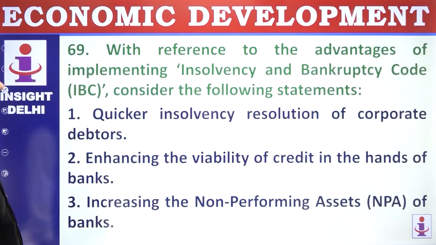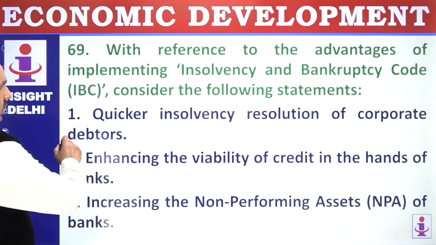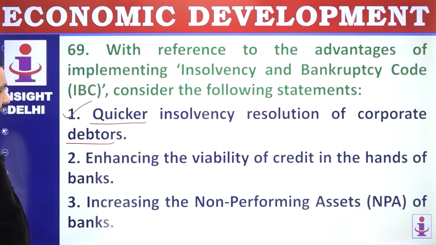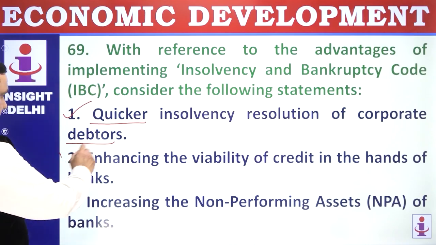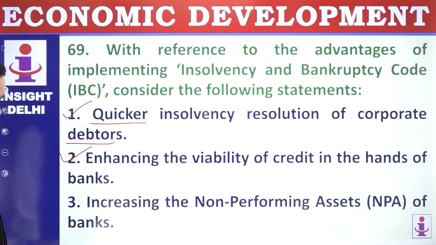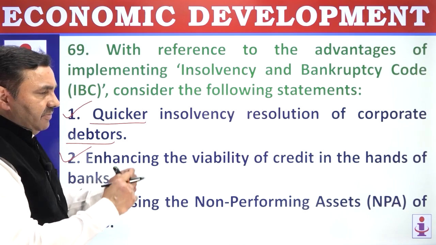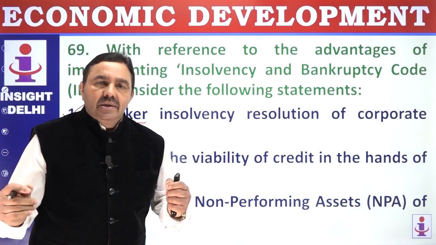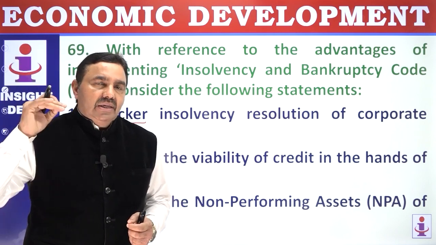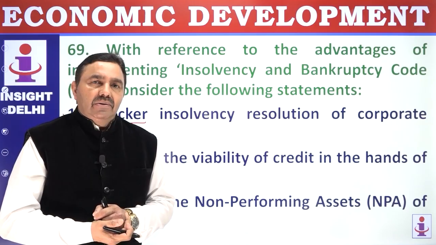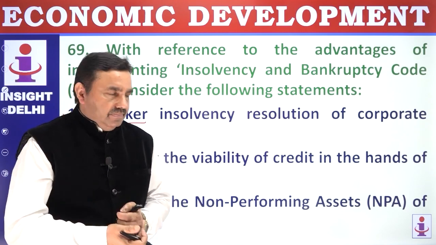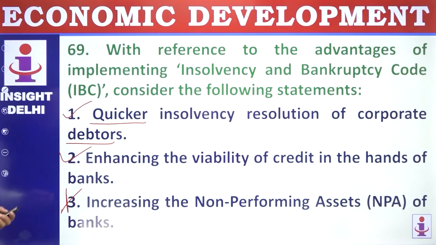69. With reference to advantages of implementing insolvency and bankruptcy code, consider following statements. Quicker insolvency resolution, this is okay. Enhancing the viability of credit in the hands of banks, that's okay because banks can retrieve their investments easily. Increasing the non-performing asset, this is to cut down NPAs. So that the companies which are not supposed to survive, zombie companies, they're surviving only on loans and raising funds from outside. They can't have their own businesses. They must fail. They must go down. So their assets which they have borrowed can be retrieved at least partially.